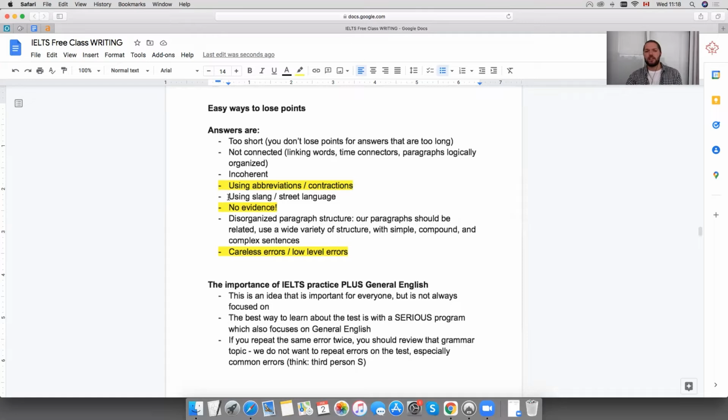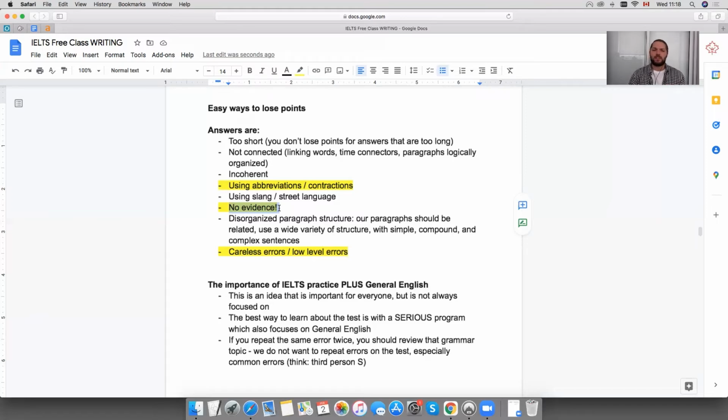We're not going to use any slang. We're not going to use any street language. Just like we talked about in the speaking program, we're not going to say wanna, gonna, and the casual kinds of pronunciation. We're going to spell out our words completely. A lot of people forget or maybe don't want to add evidence because we don't completely understand what that evidence is supposed to be.